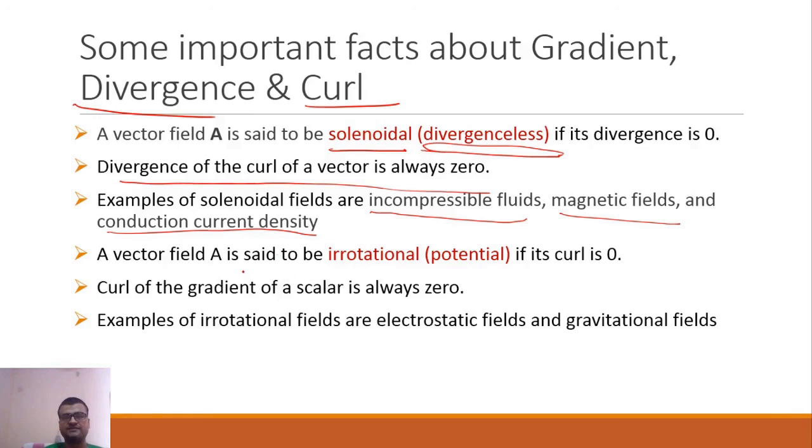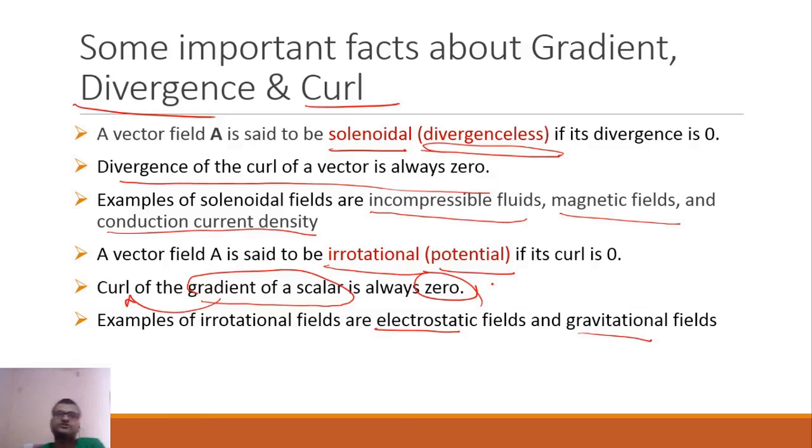The last thing is, what will be that vector called whose curl is 0? That vector will be called either irrotational or potential. So the example of an irrotational or potential field is the electrostatic field or the gravitational field. These 2 fields are called irrotational because they have a starting point and an ending point. An electrostatic field is always formed because there is somewhere a higher potential and there is another place where there is lower potential. And also we should remember that if you perform the gradient of a scalar, and after that if you perform the curl over it, the answer will always be 0.